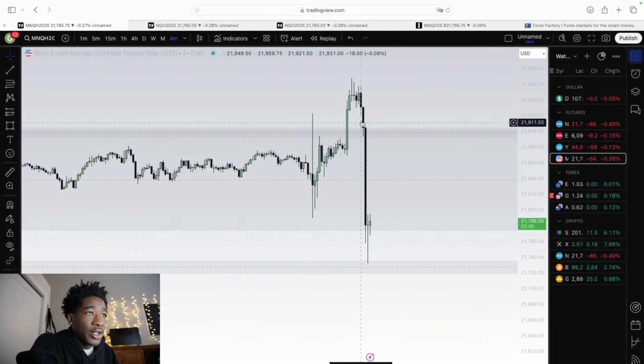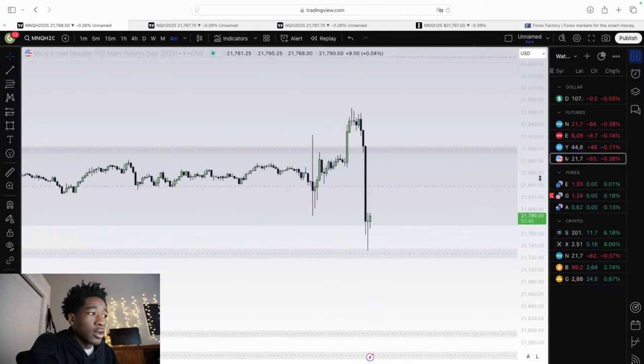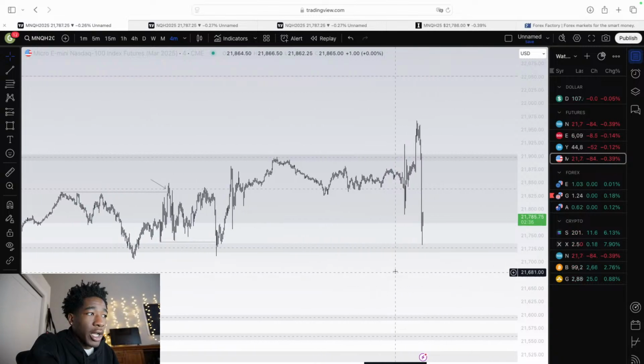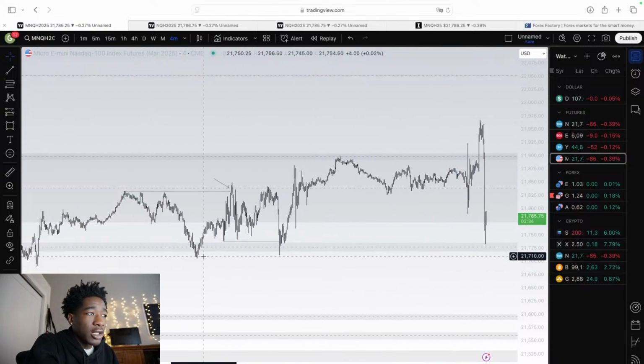Dang, look how we treated this whole entire range. We just went right through it. You tapped into this new week opening gap here. So I'm really kind of like, I mean, yeah, we still have these lows here. That looks like a good draw.